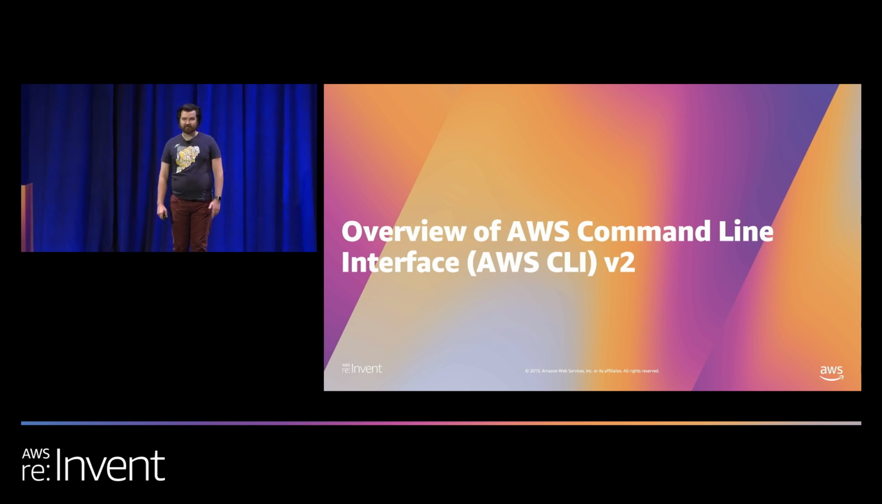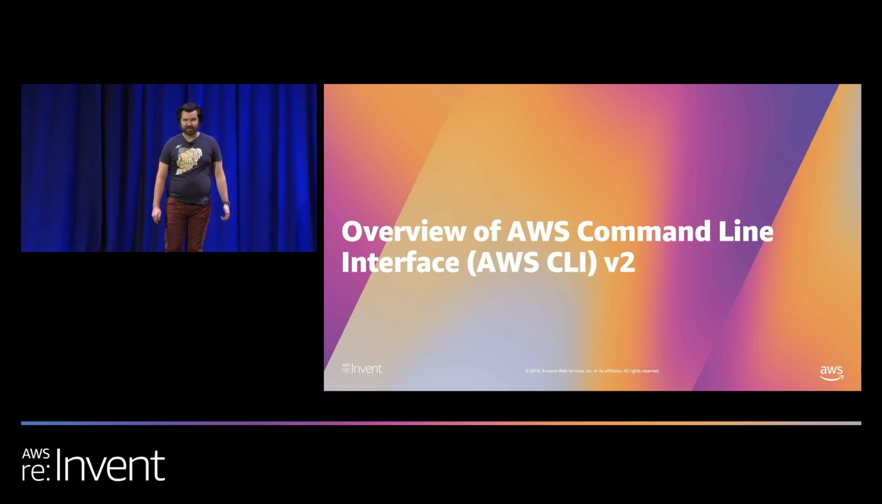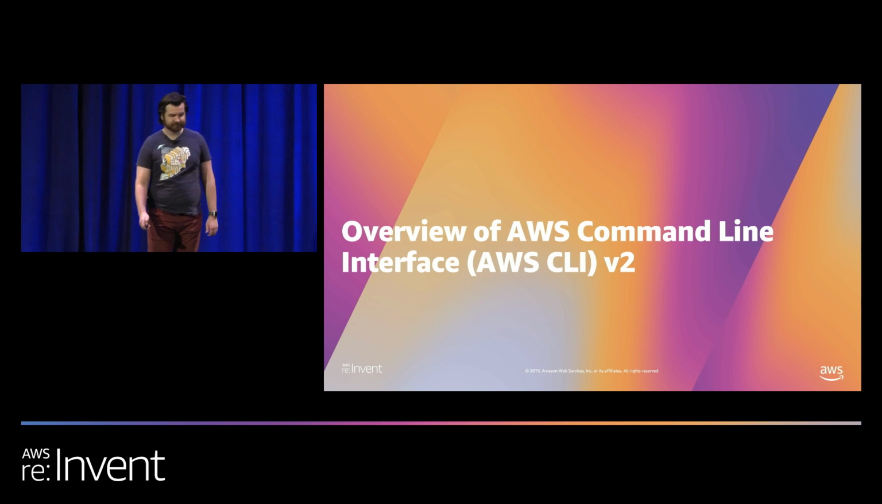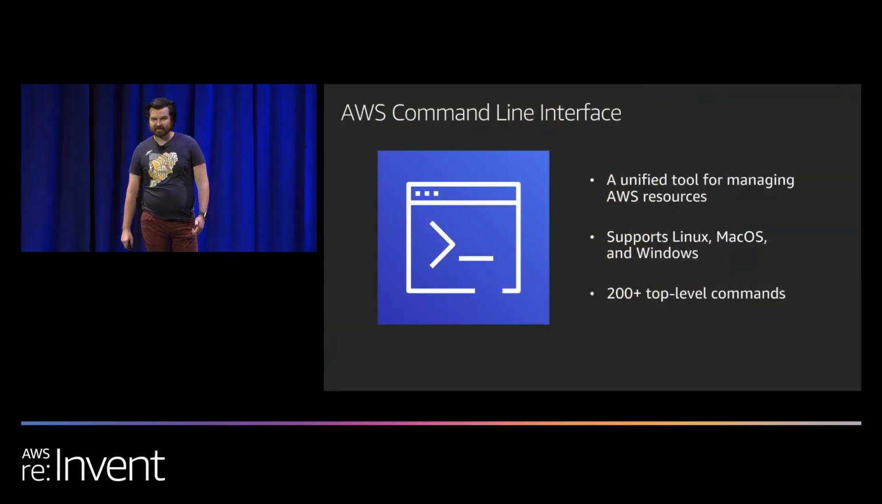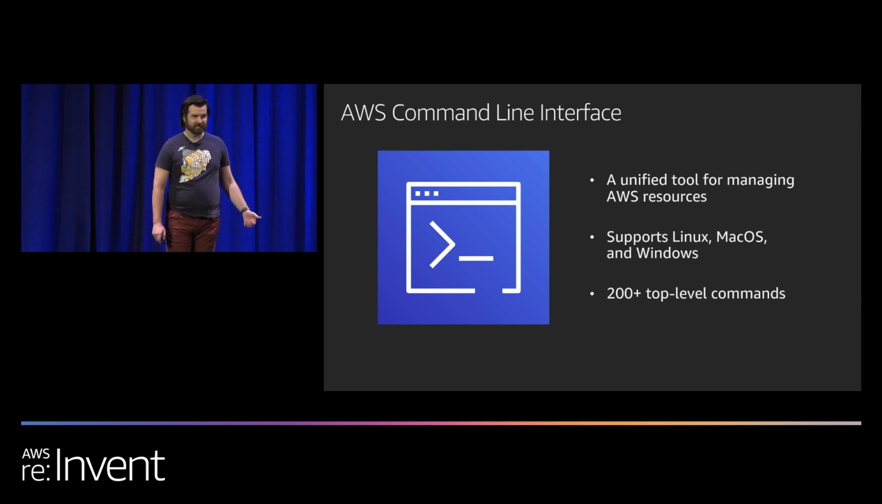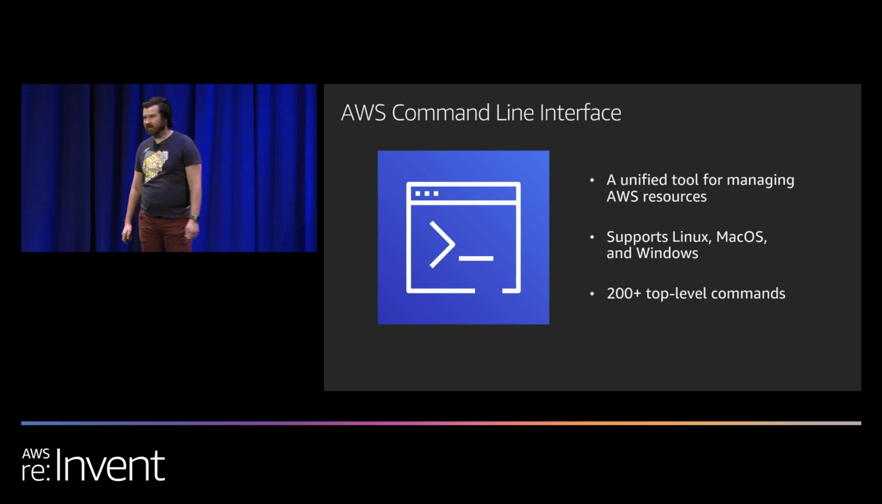So let's go ahead and start with an overview of the AWS Command Line Interface. The AWS CLI is a tool that allows you to interact with the various different AWS services and manage your AWS resources from the command line. It's supported on Linux, Mac, and Windows, and supports over 200 top-level commands that roughly translates to AWS services it supports.